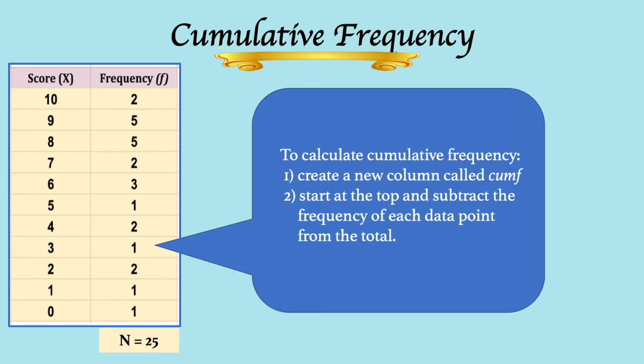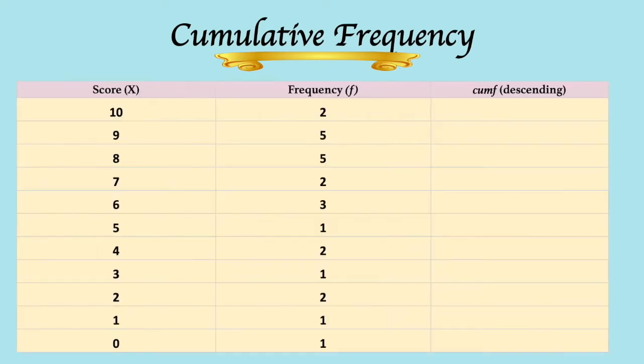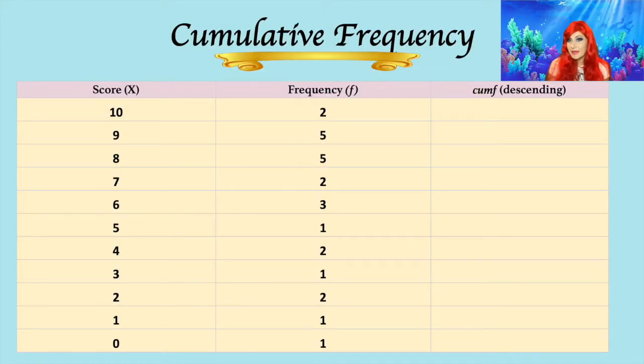So what you want to do is add another column to your currently 2-column view. And what you want to do is start at the very top and subtract the frequency of each data point from the total. I know that was a mouthful, so let's do it together. This is what I meant when I said go ahead and create another column and label it CumF. CumF, again, stands for cumulative frequency, and in parentheses I've written that we will be doing this in descending order.